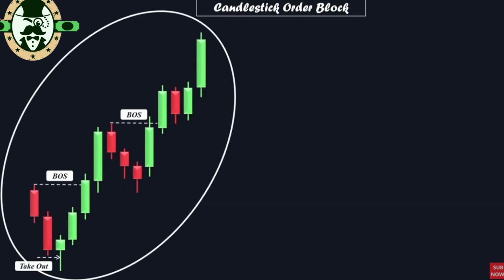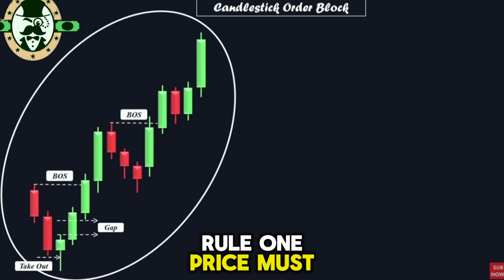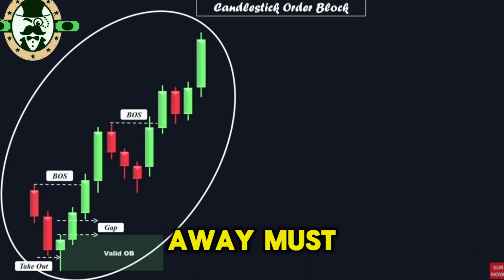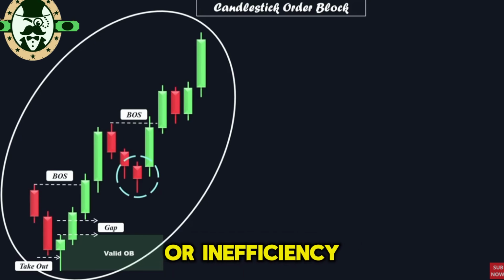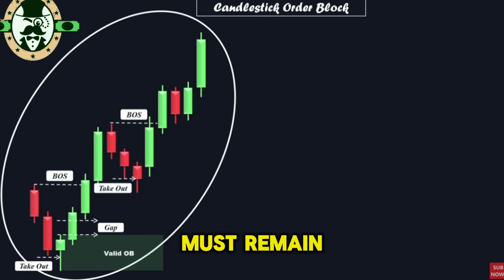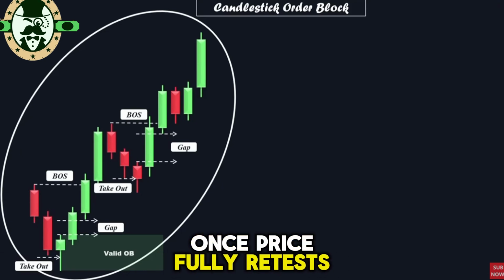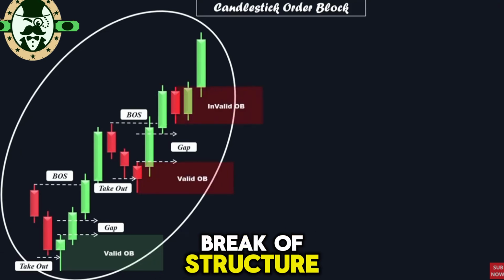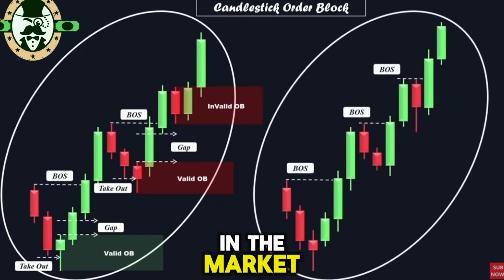At Pipeline Trading, we use 4 rules to filter strong setups. Rule 1. Price must sweep liquidity from the previous candle. Rule 2. The move away must create imbalance or inefficiency. Rule 3. The block must remain unmitigated. Once price fully retests it, it loses significance. Rule 4. It must produce a break of structure or change of character in the market.